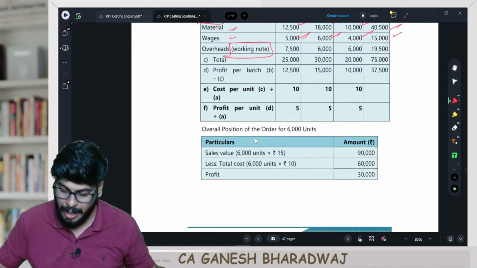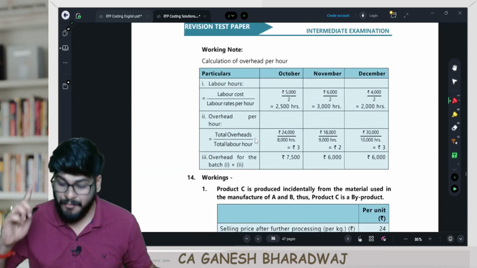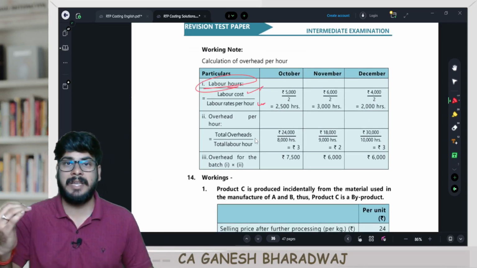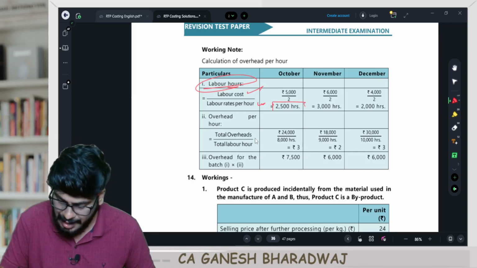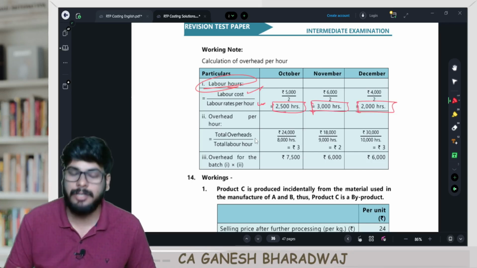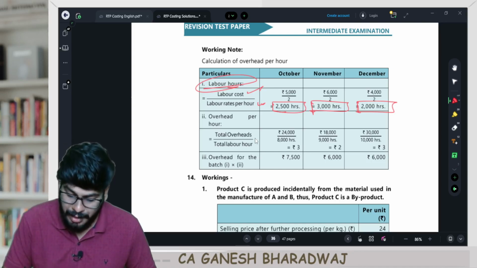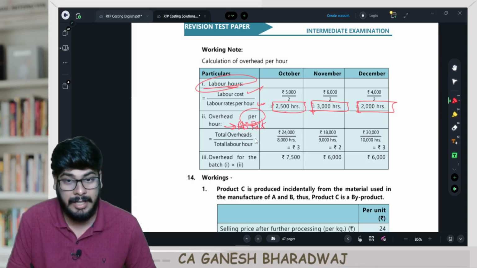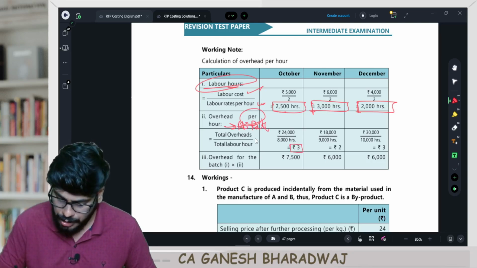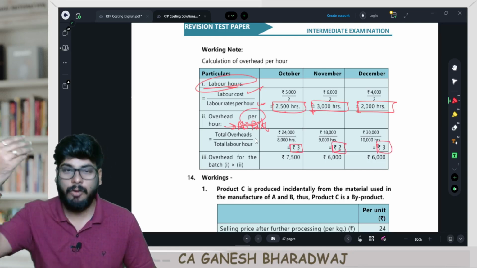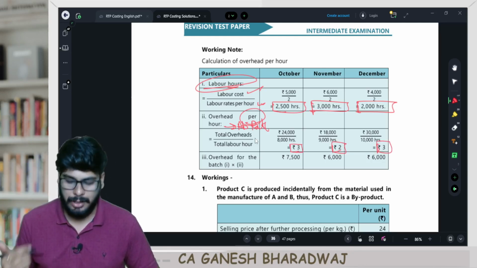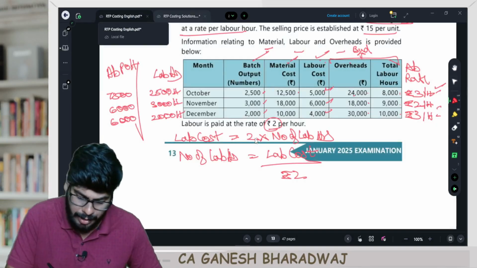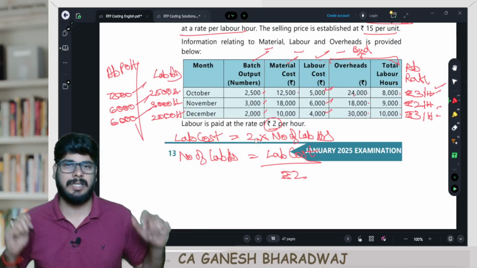So you can just come down and you can just see here. Now look at this. First step is to what? Calculate the labor hours. How do you calculate the labor hours? Labor cost divided by the labor rate per hour. So you get the labor hours. We calculated this: 2,500, 3,000 and 2,000, right? And then overhead cost per hour. This is basically your absorption rate. To be more specific, this is nothing but your predetermined rate. It's going to be how much? 3 rupees, 2 rupees and 3 rupees. So now overhead for each of the months is going to be how much? 7,500, 6,000 and 6,000. This is exactly what we calculated here. 7,500, 6,000 and 6,000. Are you clear with this, guys?